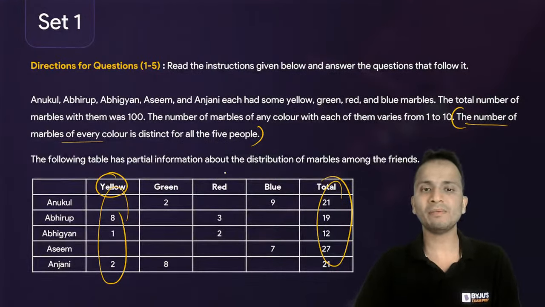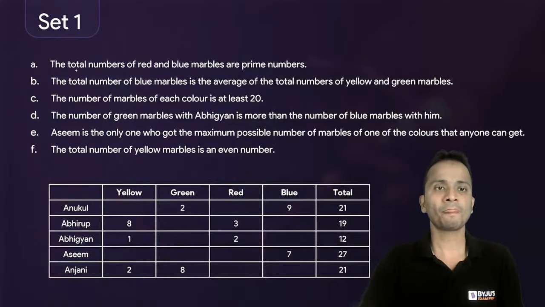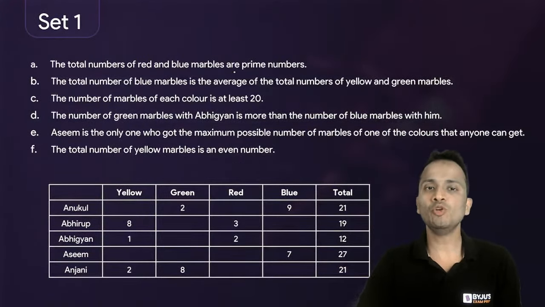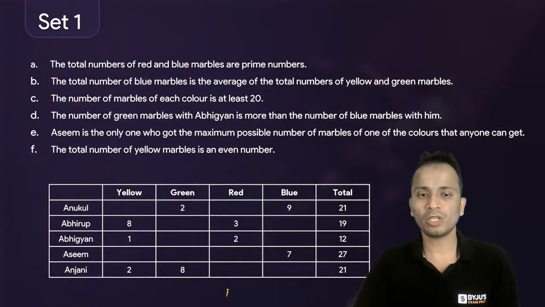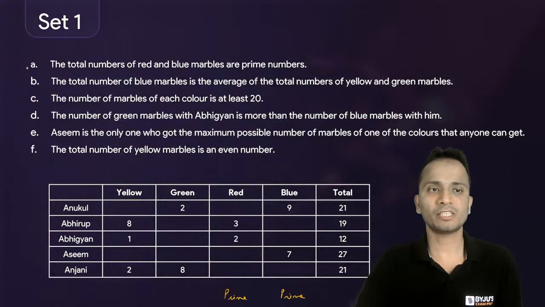The following table has the partial information about the distribution of marbles among the friends. Now the total number of red and blue marbles are prime numbers. So the total number of red is prime. So this number red should be prime and blue should be prime. All right, the first statement.